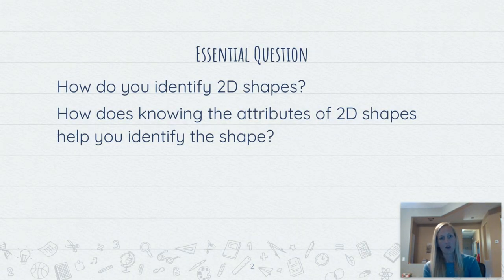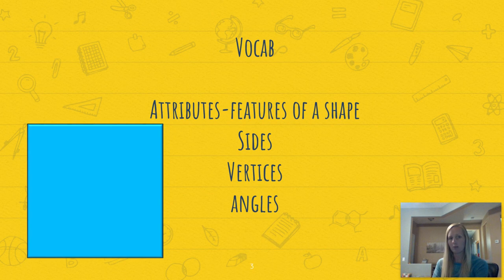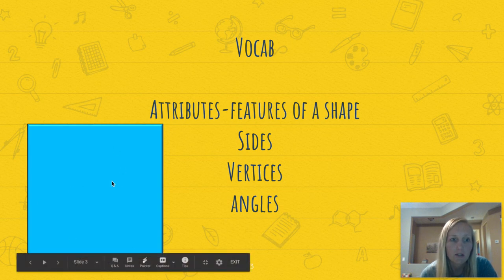How do you identify 2D shapes is one of our essential questions. And how does knowing the attributes of a 2D shape help you identify that shape? When I talk about attributes, I keep saying that word. It is a tricky word. That is a college word for what are the features of the shape. And when I'm looking at this shape, you guessed it, it's a square. So when we're looking at the square, we're looking at how many sides does it have? How many vertices does it have?